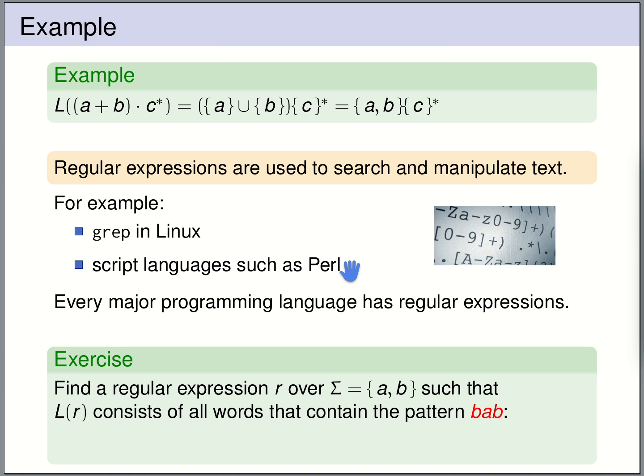Let's have a look at one more example. So we are asked to find a regular expression that gives us all words over the alphabet {a, b} that contain the subword bab.